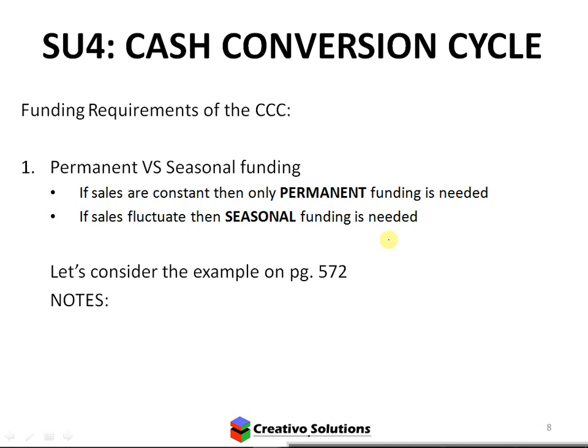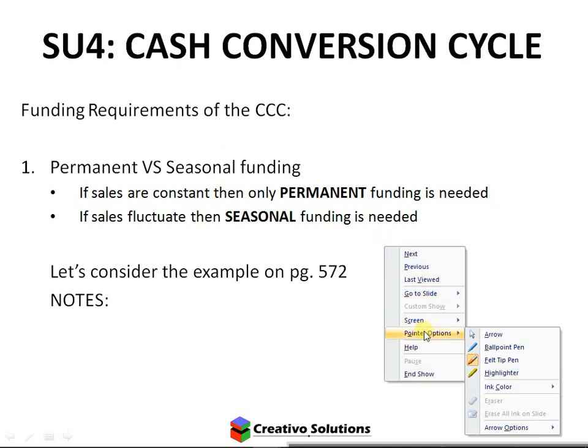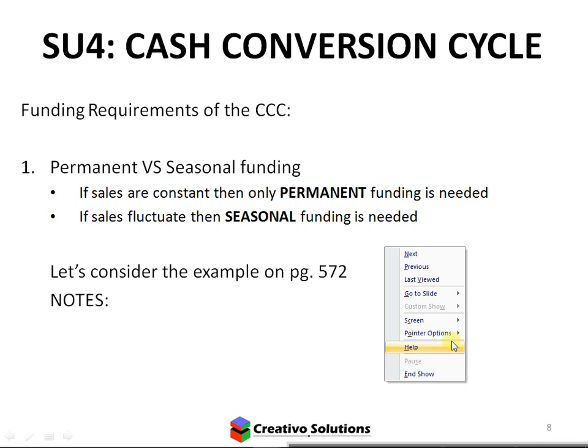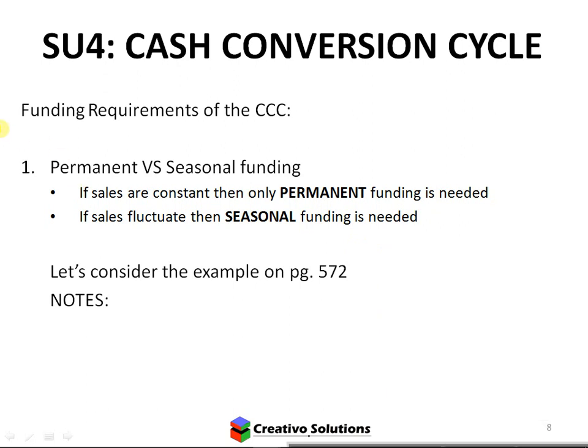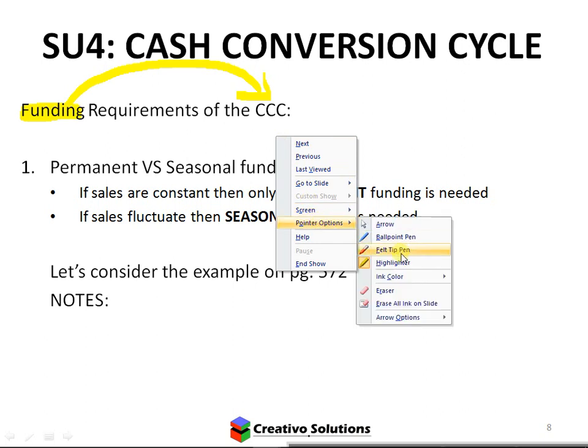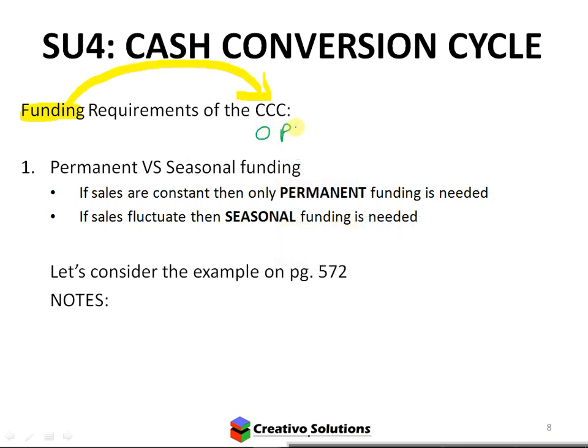A little bit more theory that's looking at the funding. So now we know what the cycle looks like. We need to buy stock, we need to pay it off, and we need to collect. Three key things that relate to cash flow. If I'm looking at the funding requirements, funding is looking at raising capital, right? So having sufficient funds on hand to meet the requirements of CCC. CCC is looking at what? The operational side of things.